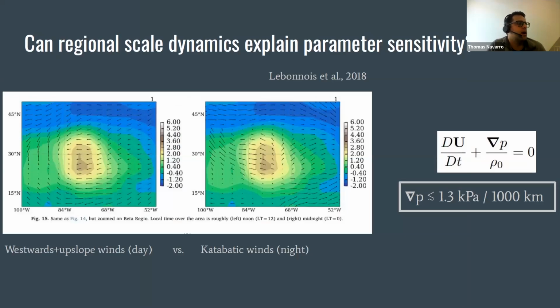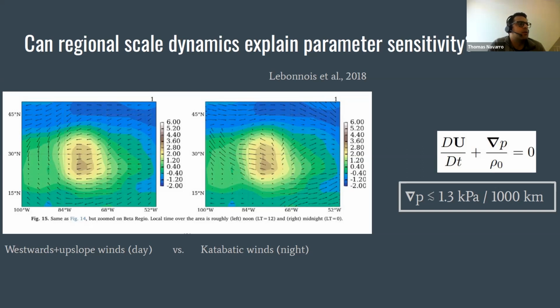One explanation is that the regional scale dynamics can explain a large part of the parameter sensitivity. In 2018, there was a first and only paper on surface dynamics of Venus that found that the surface dynamics are a combination, during the day, of westward motion and upslope winds, whereas during the night there is katabatic wind, that is, wind moving air downward along the slopes.